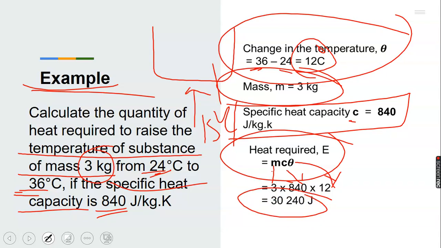30,240 joules. That is the heat required to raise the temperature of a substance of mass 3 kg from 24 to 36 degrees Celsius. It is 30,240 joules. That is that.